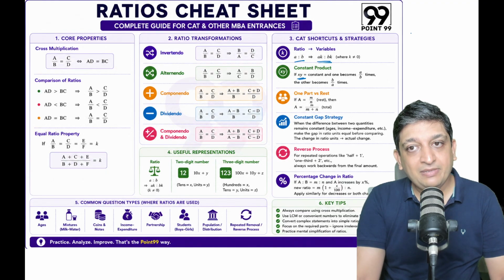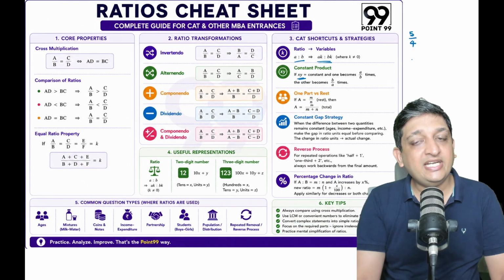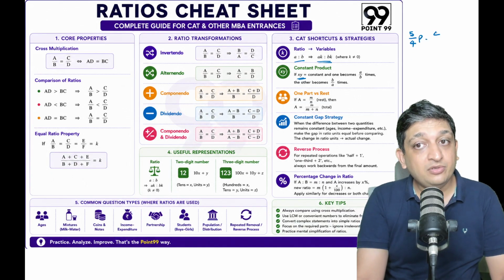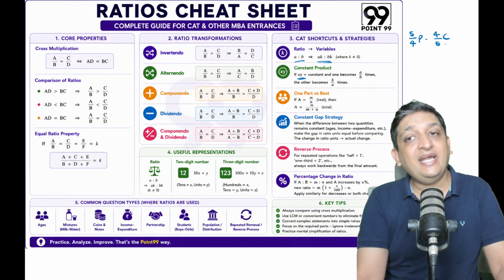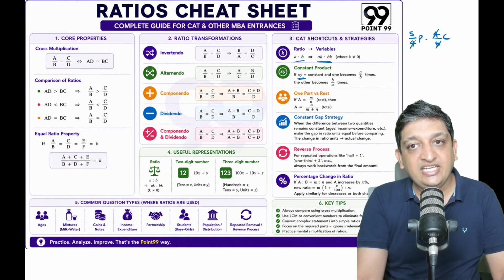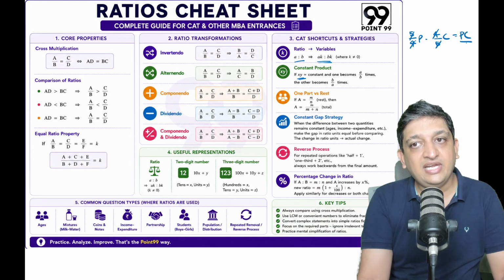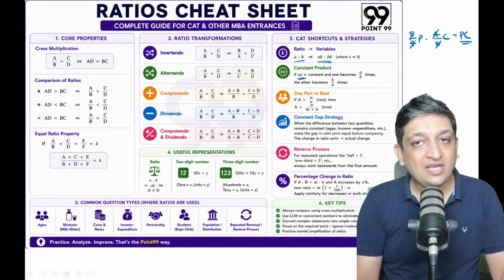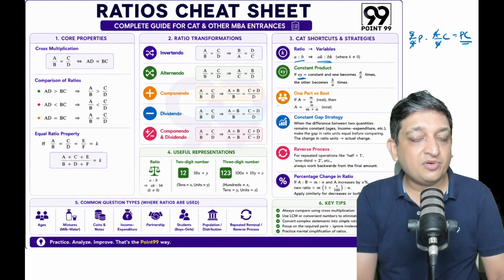So let's say, for example, the price now becomes 5 by 4 times the initial price. Now what should happen to the consumption? The consumption should become 4 by 5 times of the initial consumption, so that these parts get cancelled out and I am going to get PC, which was the product earlier. So that is basically what we mean by the constant product ratio.